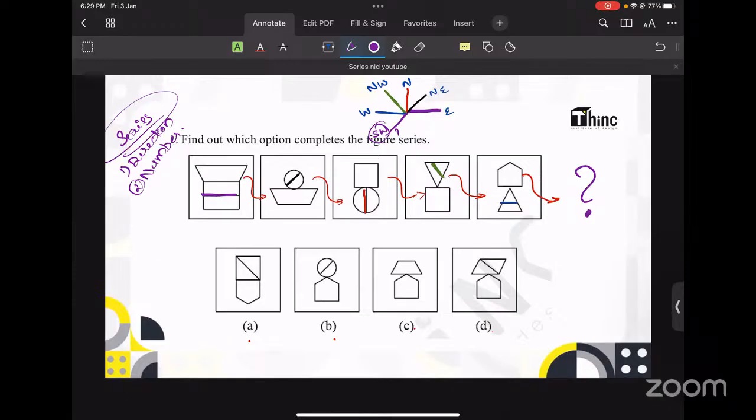So which figure is having that line? Option A is not having. B. C does not have any lines. D is not having such a line. B is the only one having that line, and that makes B the answer.